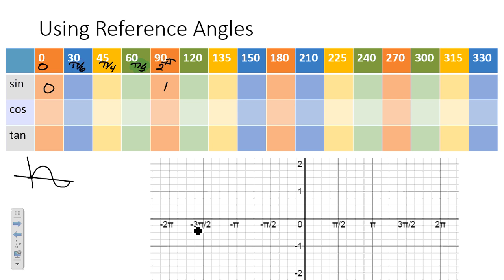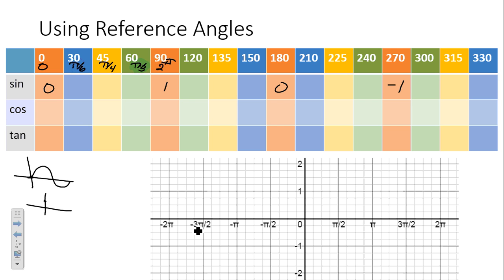At 180, it's at 0. And at 270, it's at negative 1. And at 360, it's back at 0. Okay, so you can use that sine wave to your advantage to be able to easily figure out what those quadrantal angles are. Okay, same thing with cosine.